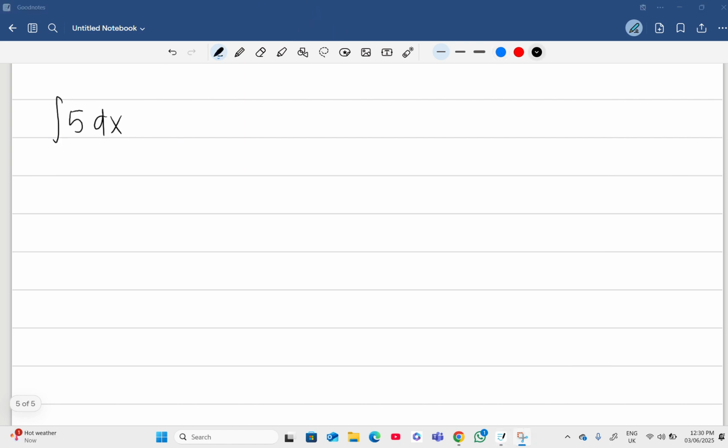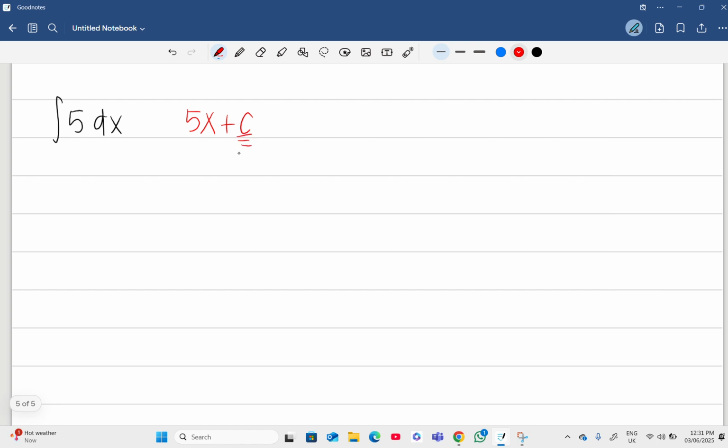So let's say I have the integral of 5 dx. Now, how am I going to think of this is what equation is basically, so 5 is the derivative of which equation. Okay, so how do I do this? We know that what's the function that's going to give me 5 when I derive it? It's 5x, right? So 5x plus c.